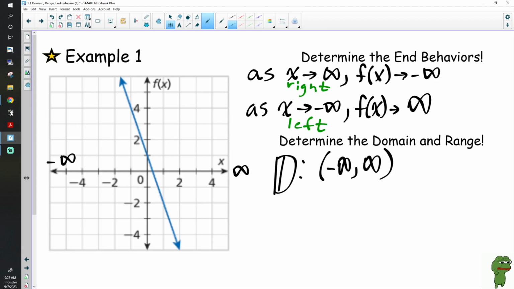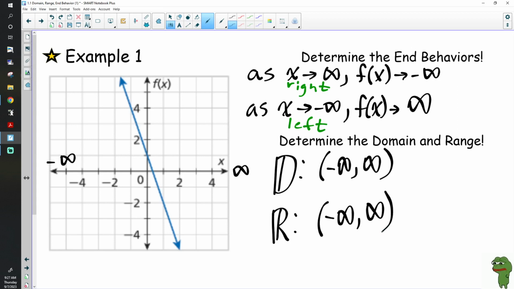The range talks about the y values. So now, instead of talking about left to right, we're going to talk about up and down. How low does this bad boy go? Forever low. But in math, I'm not going to write forever low and turn it in to my professor. I'm going to write negative infinity. And how high will this function go? Positive infinity. And just like we said before, infinities get parentheses. That's the domain and range.